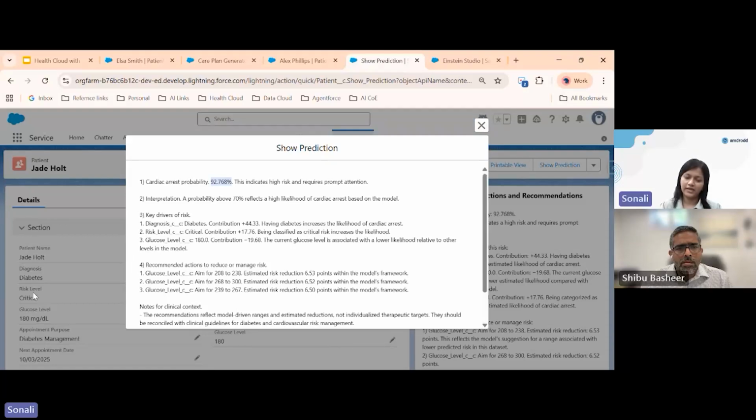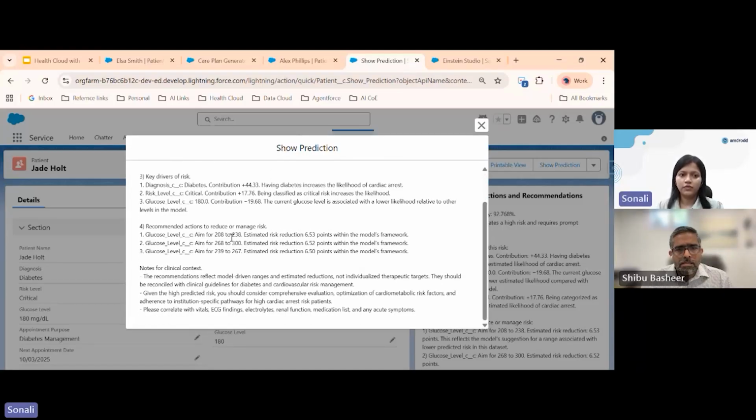Why? Because my data set for the prediction builder had a lot of data in which patients with diabetes with the risk level as critical got a cardiac arrest. So if I have a massive amount of data that the model was trained with, then the probability is high. So it is showing me that for this patient, yes, the probability is high.